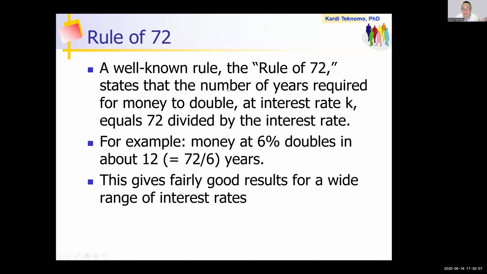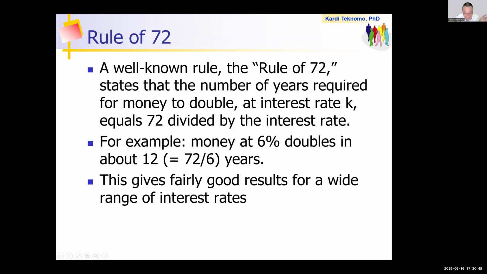It just states the number of years required for the money to double. This is called doubling time. At a certain interest rate, the time is equal to 72 divided by the interest rate. Using a simple calculator or your own mind without a scientific calculator, you can do this. For example, if your money earns 6%, it will double in about 12 years. So 72 divided by 6, you remove the percentage. So it's a fairly good result for a wide range of interest rates.